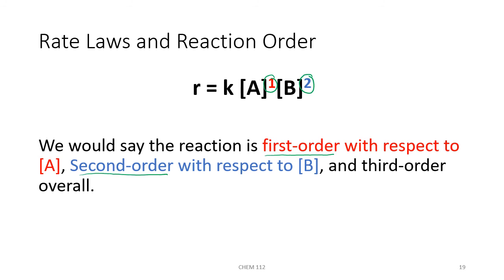We add together the individual orders, 1 plus 2, to get the overall order of the reaction, so we'd say third order overall. We can have first order reactions, second order reactions, zeroth order reactions. They all will have a different impact on the rate.